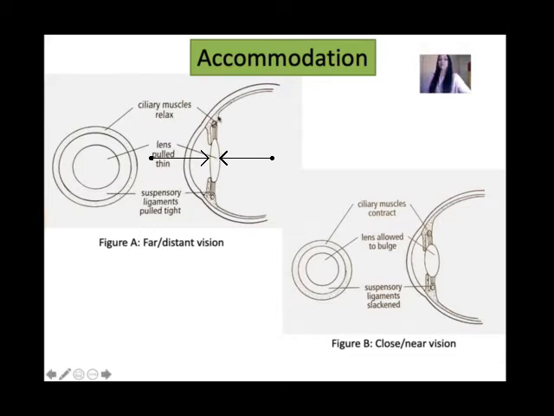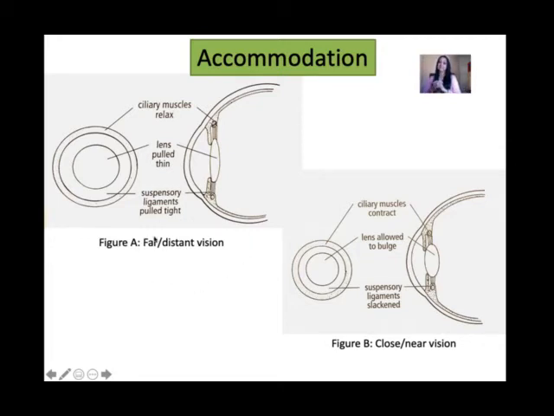Can you see what happens during far or distant vision? Our ciliary muscles relax and move backwards. The suspensory ligaments become more stretched, more tight, and the shape of the lens now becomes longer and narrower and thinner because the lens is being pulled thin. Can you see that? Yes, and that is what happens when we are looking at objects far away or in the distance.